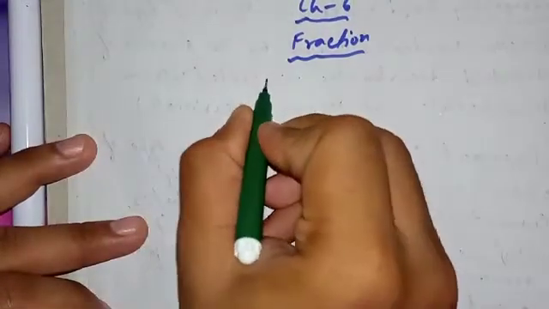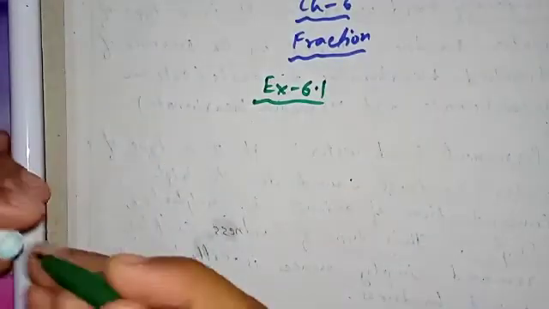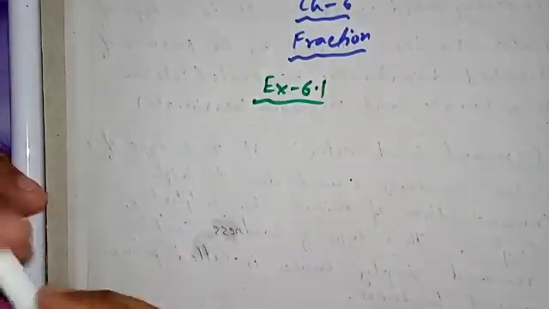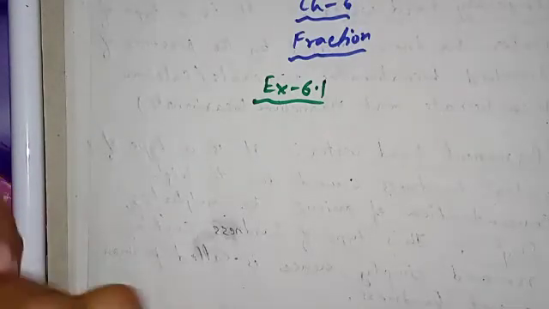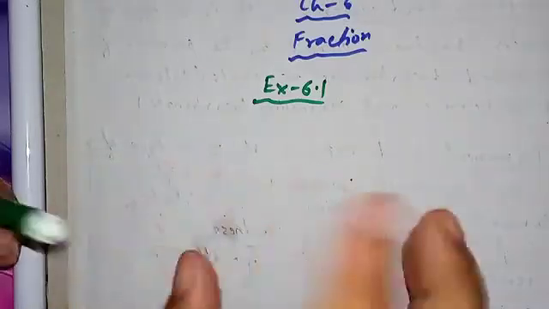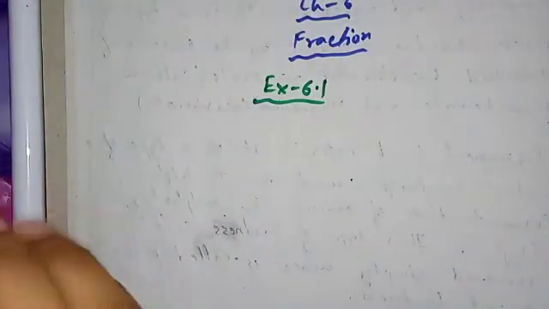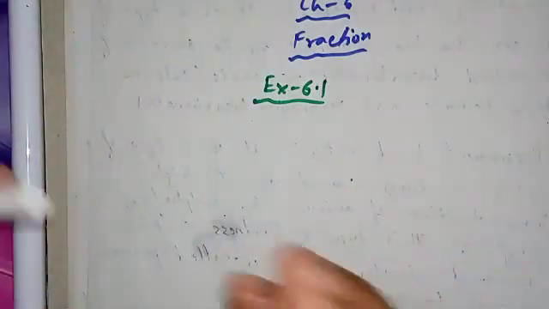And I hope you have completed sum number 1 of exercise 6.1. I hope that it was your homework. That is very simple. You just have to look at the fractions and figure out what kind of fraction they are. Okay, mixed fraction, improper fraction, proper fraction.